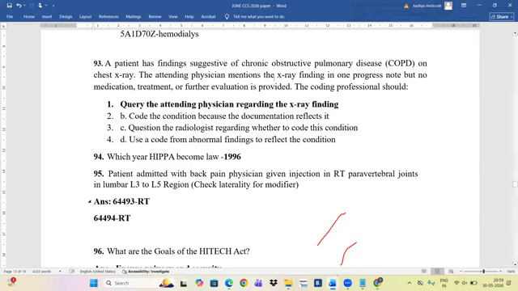The attending mentioned the X-ray finding in one progress note, but no medication, no treatment, and no further evaluation. So what should the coding professional do? Radiology note we should not code. Query category: we need to raise a query to the attending physician regarding COPD.